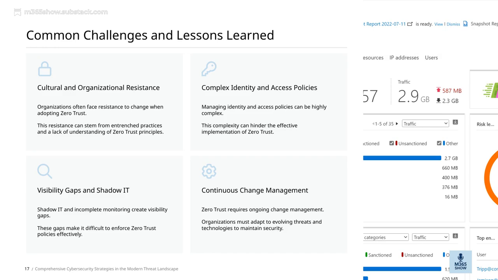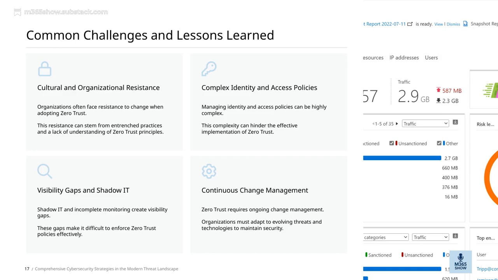Finally, we often see resistance to change within organizations. People are accustomed to their existing practices, and shifting to zero trust can seem disruptive or confusing. This resistance often stems from a lack of understanding of zero trust principles or from deeply ingrained organizational habits. Overcoming this resistance requires clear communication, education, and demonstrating the value of these new approaches.